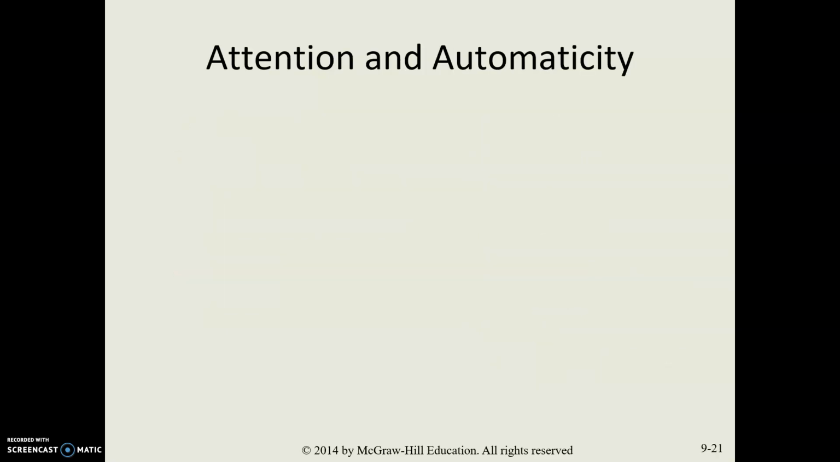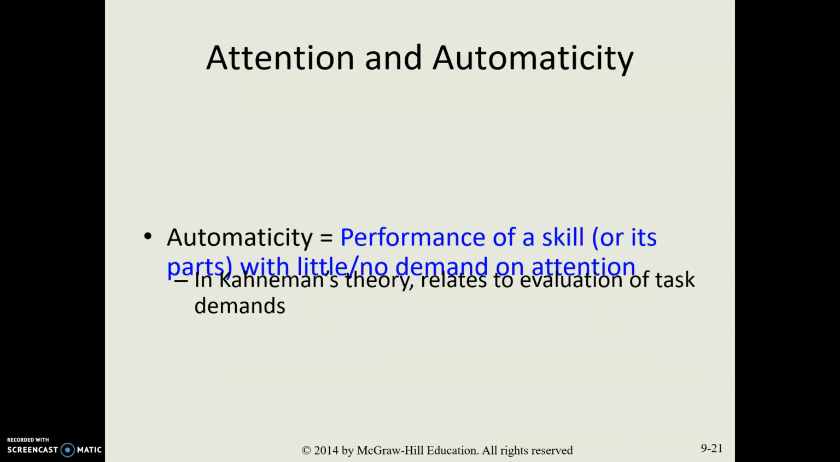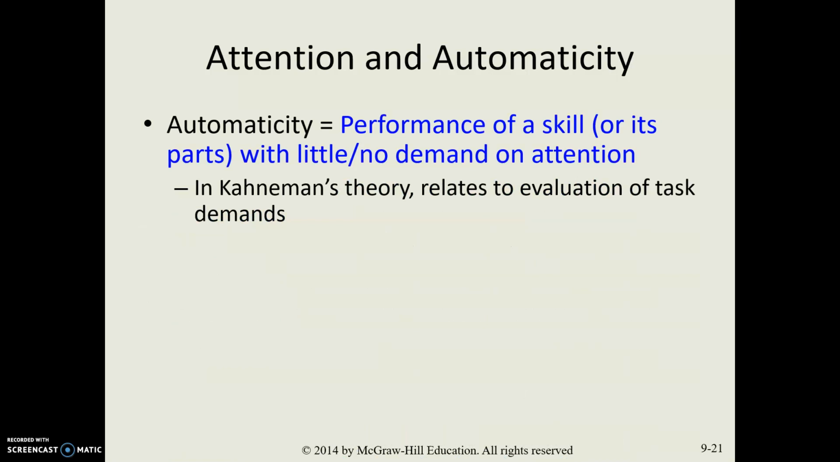Moving on with the idea of automaticity, when we don't have to attend to the information so much because the movement is habitual or automatic. If it's automatic, then it doesn't take a lot of my attention in order to do the task. If you remember Kahneman's model, this would be when you evaluate the task demands, how much attention is required from you to do this task.